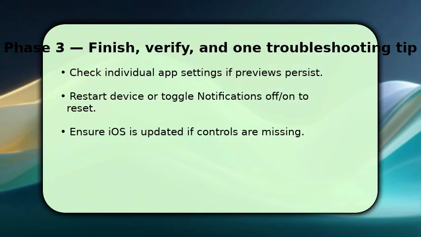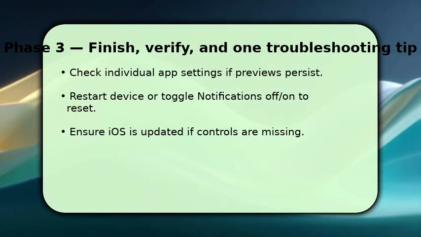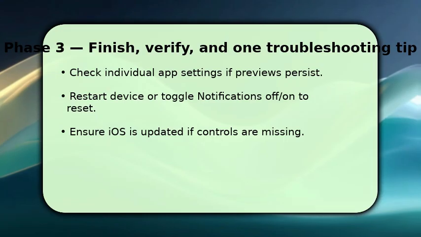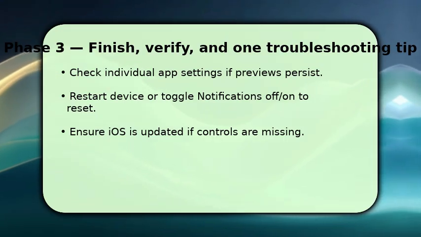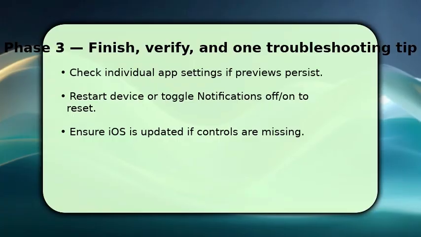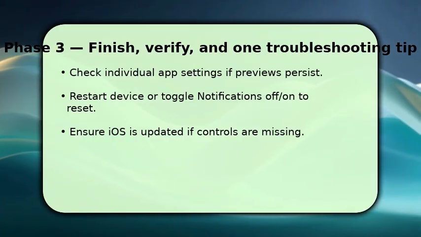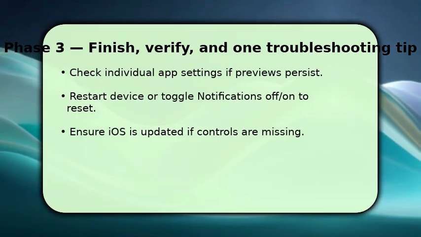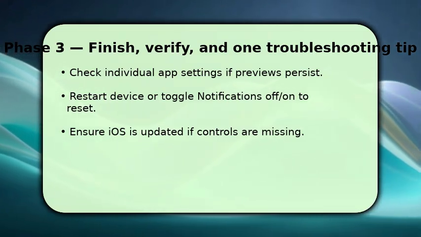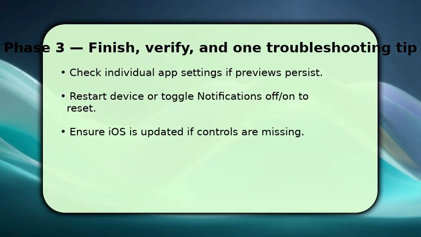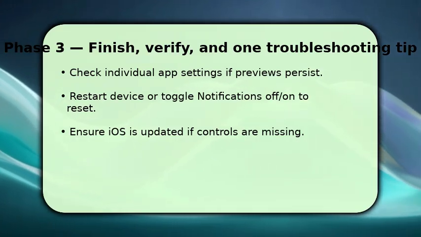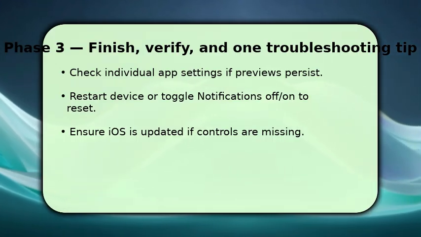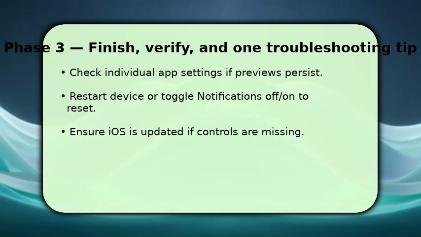Finally, handle exceptions and troubleshoot if previews still show. You must inspect each app's notification settings. Some apps use their own preview option, so turn those off individually. If a change doesn't take effect, restart your iPhone or toggle notifications off and on for that app. This often resets cached behavior. Make sure iOS is up to date because older builds sometimes hide controls. If nothing works, reset all settings as a last resort. Remember, this keeps data but restores default.